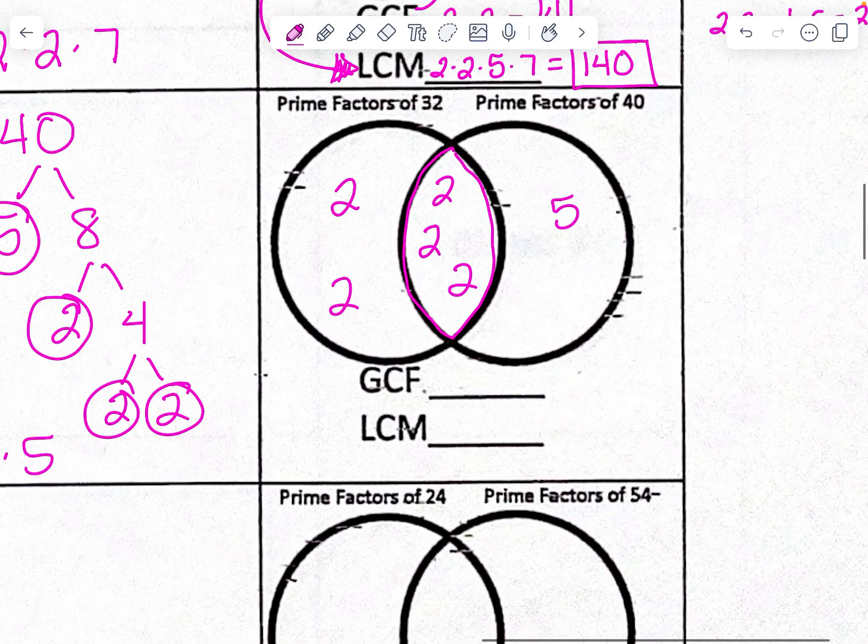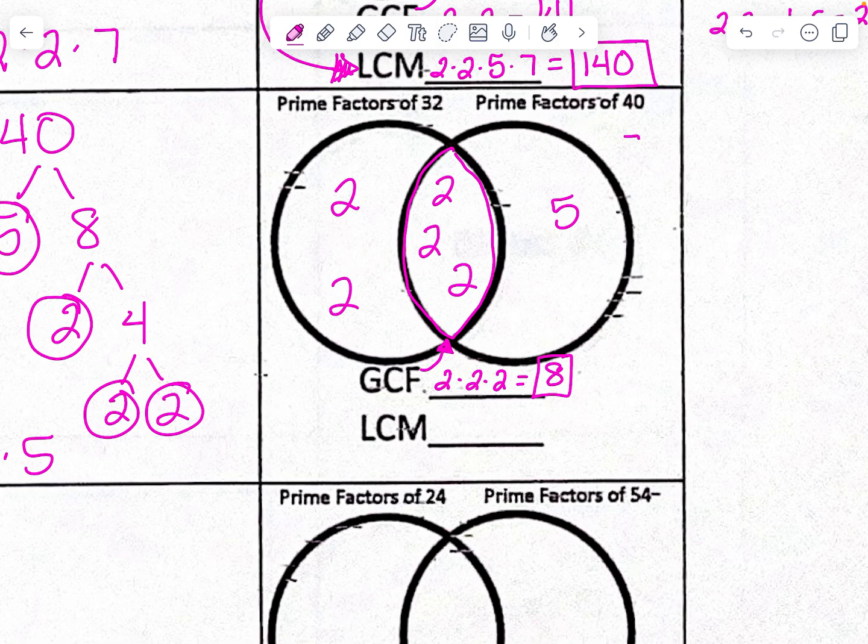Okay, we're going to use this to find the greatest common factor and the least common multiple. The greatest common factor is the things that they both share. So 2 times 2 times 2, and that equals 8. That means 8 is the highest number that 32 and 40 can both divide by, that they share.